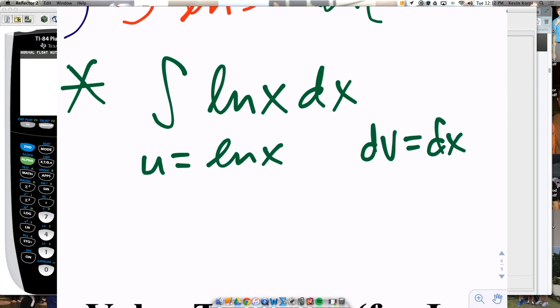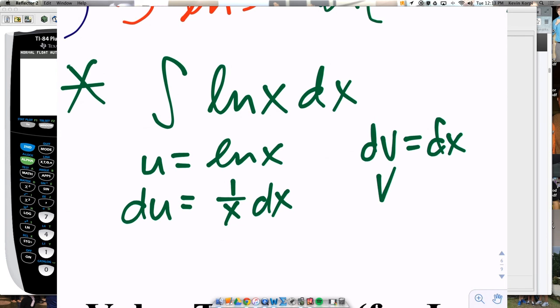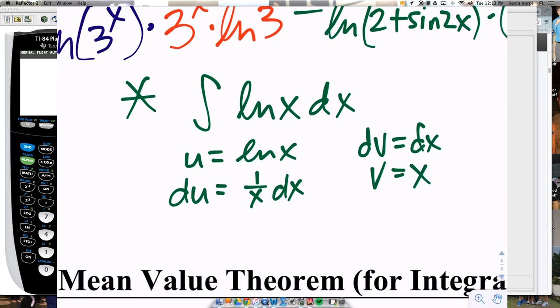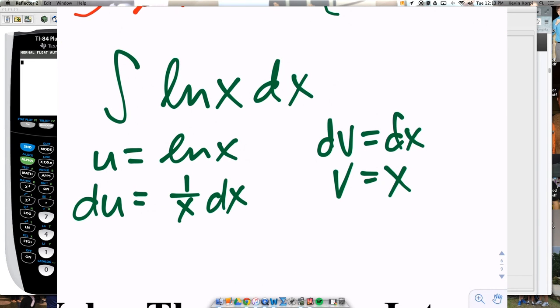Now, on the left column, you're going to take the derivative of u, and the derivative of this becomes 1 over x dx. So that's called the differential form of the derivative. Instead of du dx and then multiplying both sides by dx, you go straight to du equals 1 over x dx. And over here, you're going to integrate both sides. The antiderivative of dv is v. The antiderivative of dx is x. This is called uv substitution instead of just u.